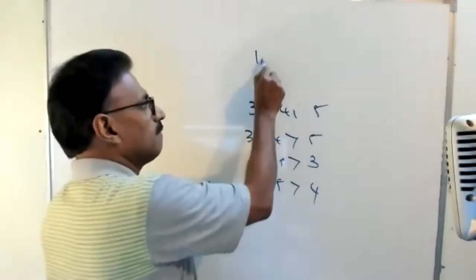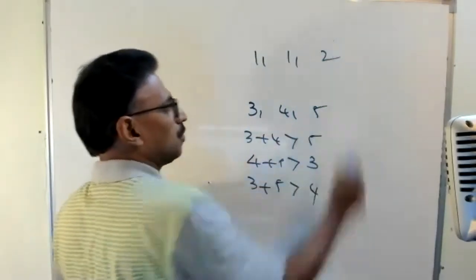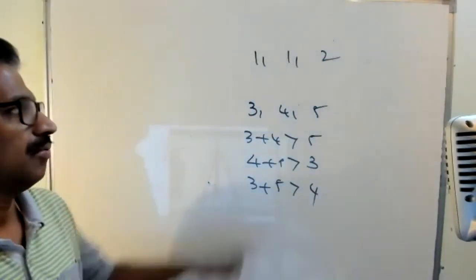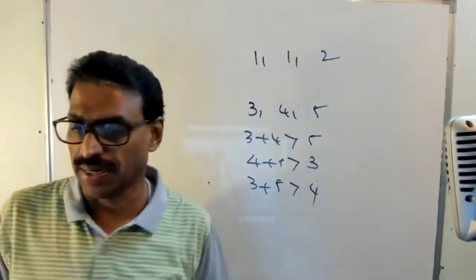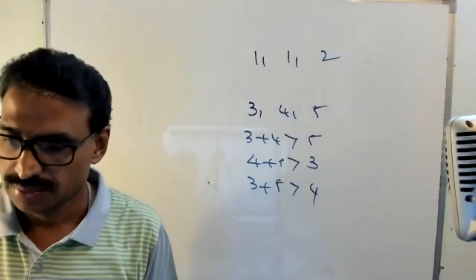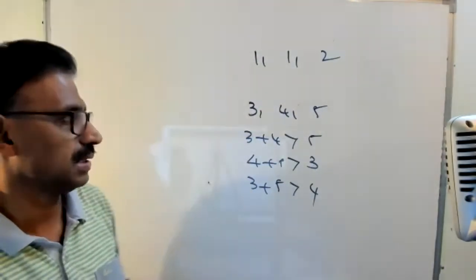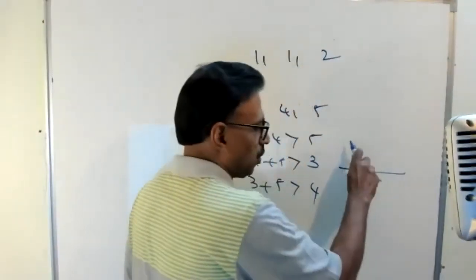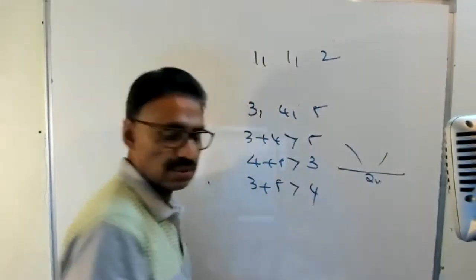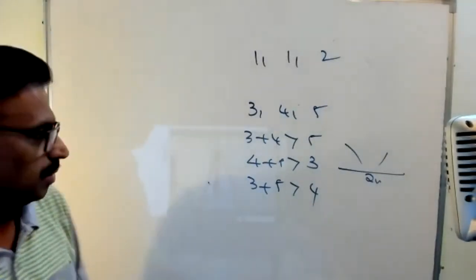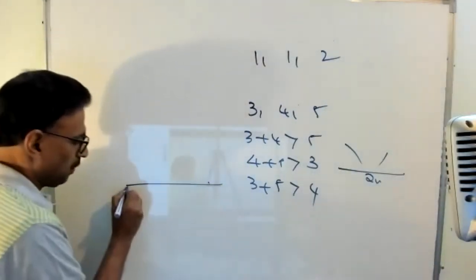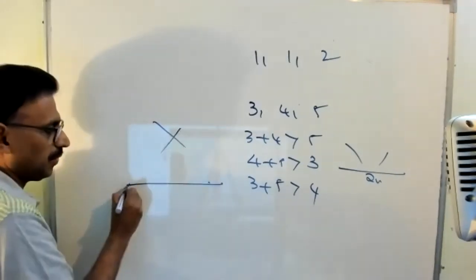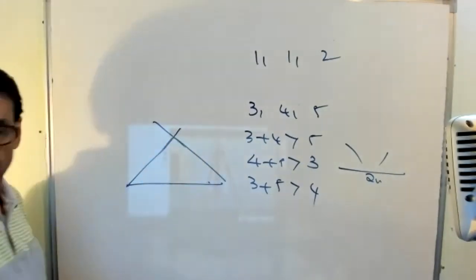Like 1, 1, 2 cannot form a triangle. 1 plus 1 is not greater than 2, so we cannot form it. The reason: suppose you make it 2 centimeters, when you take a compass, it won't reach. To form a triangle, you draw an arc from here and an arc from there, and they must intersect. Then only can we form a triangle.